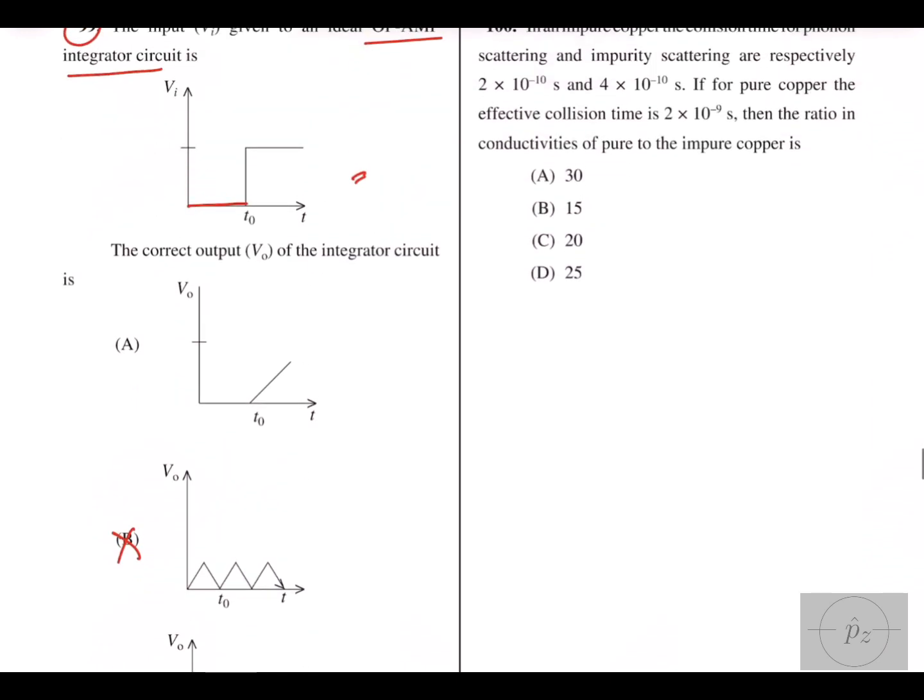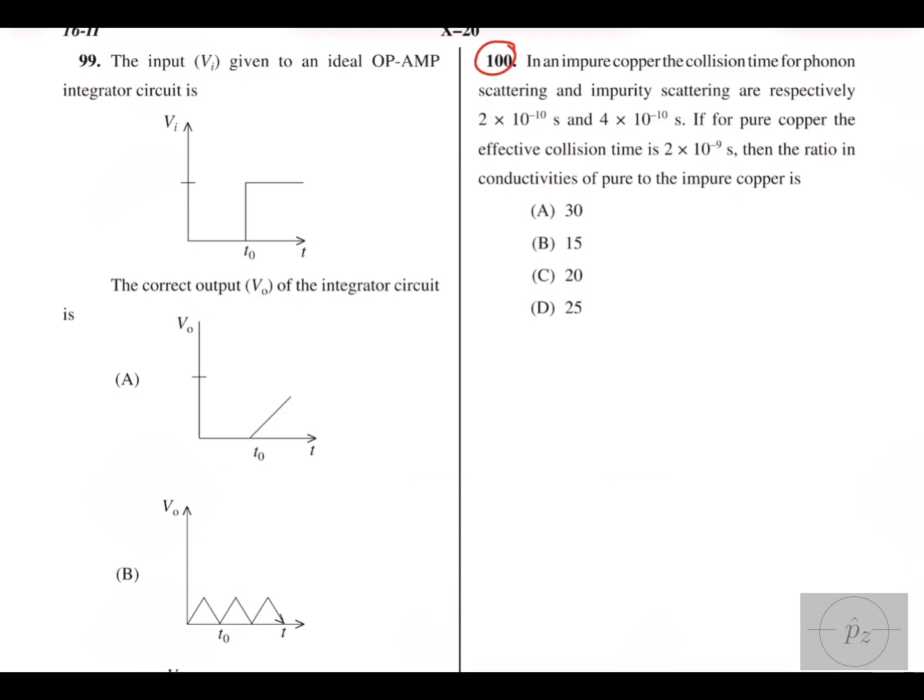And since this is an integrator circuit, we'll have integration of V_in dt, and assume this is C, so this would be integral of C dt, and the integral would look like Ct. So the output voltage will linearly increase from t naught. So option A would be the correct answer.